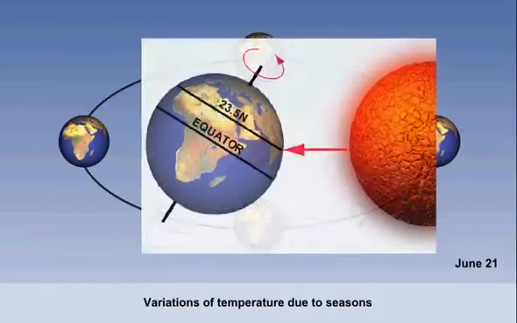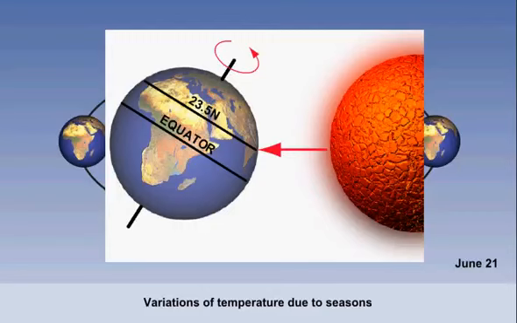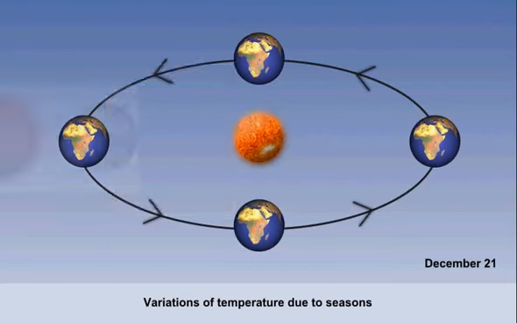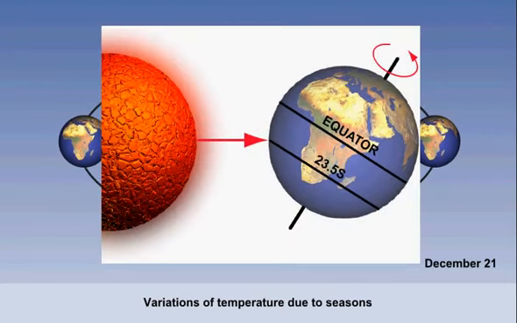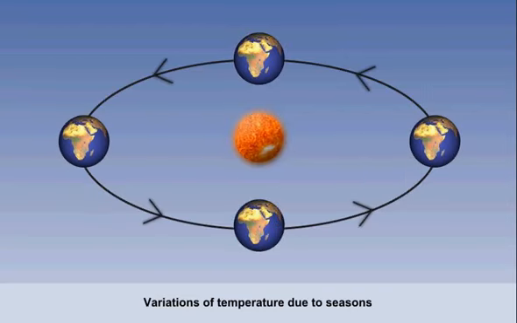On June the 21st, the Sun is directly over the Tropic of Cancer, and the Northern Hemisphere enjoys its summer season. Similarly, on December the 21st, the Sun lies directly over the Tropic of Capricorn, and the Southern Hemisphere is in its summer season. As you can see, this affects the amount of radiation reaching the Earth's surface, and so has a direct effect on the temperature in the lowest layers of the atmosphere.